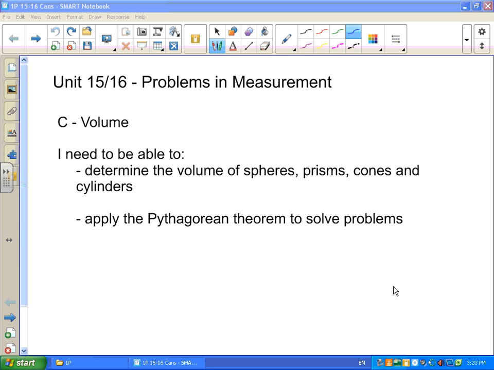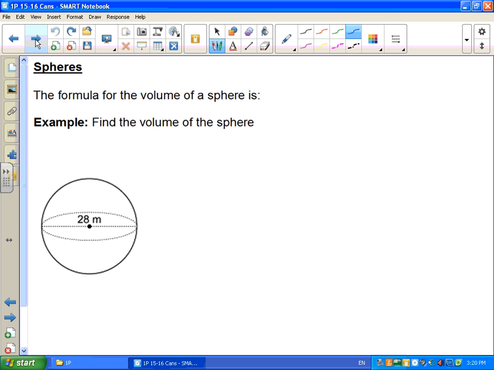Well, you need to be able to determine the volumes of shapes like spheres, prisms, cones, and cylinders. And in some cases, that's going to involve applying the Pythagorean theorem to solve for some unknown values. So let's start off with a straightforward example of calculating the volume of a sphere.